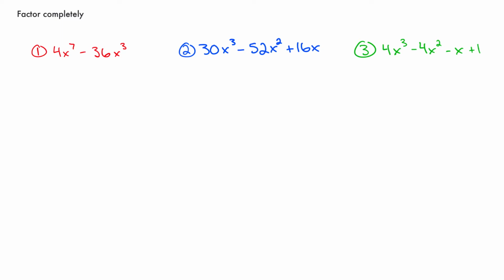Problem number 1, I have 4x to the 7th minus 36x to the 3rd. I'm initially just going to do GCF. I look at the numbers, 4 and 36, and I recognize, oh, they're both divisible by 4, so I'm going to pull 4 out. Additionally, I have an x to the 7th and an x to the 3rd power. They both have an x to the 3rd in common, so I'm going to factor an x to the 3rd out. That leaves me with x to the 4th minus 9.